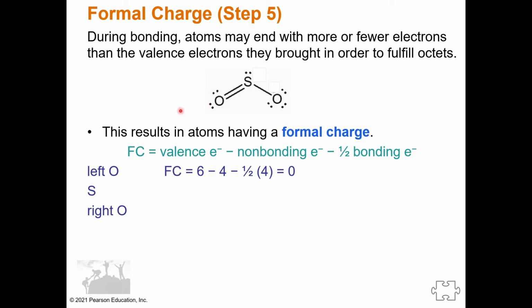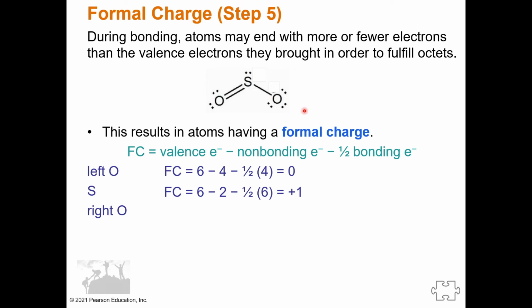Now let's do the same thing for sulfur. It's also found in the 6th column, so the number of valence electrons is 6. We see 2 dots in our structure, so it's got 2 non-bonding electrons. It's got 3 pairs of shared electrons, so that's why we're writing the number 6 in the equation for the number of bonding electrons. When we do our math, sulfur has a formal charge of +1.